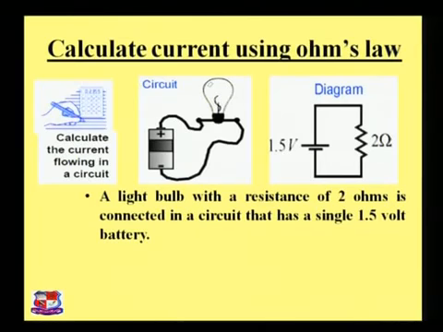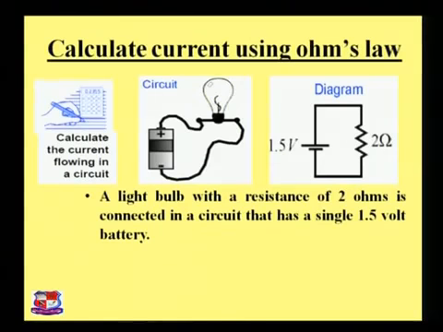Current using Ohm's law. There is a circuit which contains one battery, one bulb, that is a load device, and these are the wires. This is the basic circuit, and we now convert that circuit into the symbolic form. That is a battery of 1.5 volts, that is the EMF source, and that is a resistance of 2 ohms. So here two quantities are given, that is the voltage and the resistance, V and R.